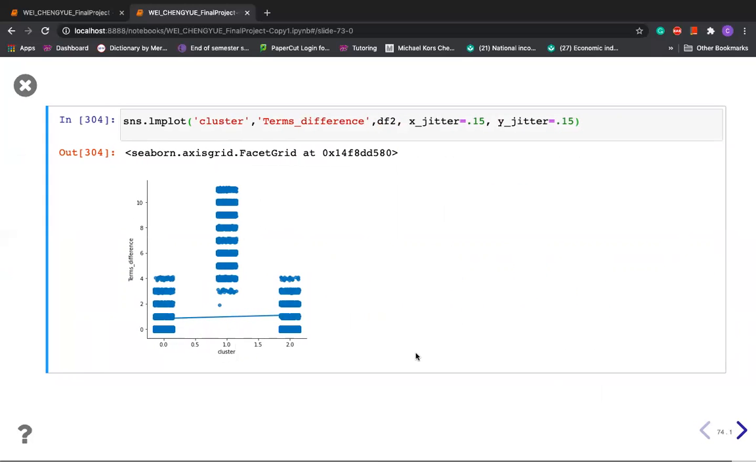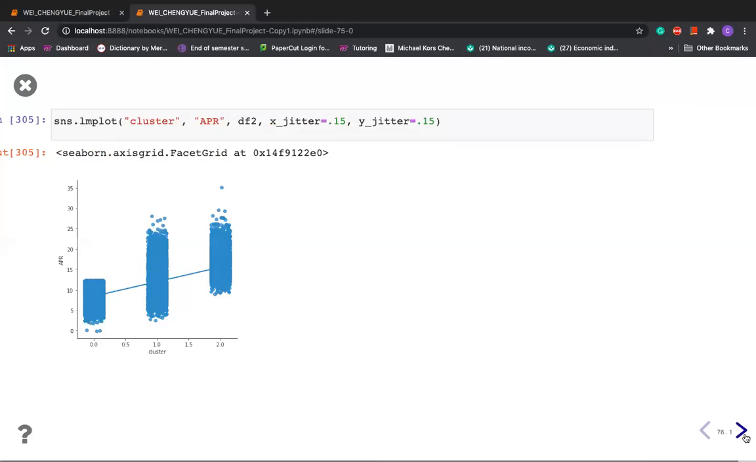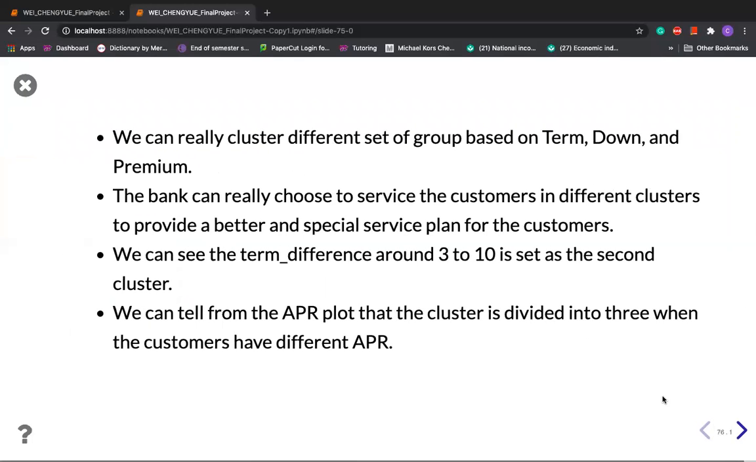And we can tell here the terms difference. So the customers who have the terms difference from 0 to 4 belong to one cluster. The customers from 3 to terms belong to one. So we can get a lot of conclusions for our clustering models. We can really cluster different groups based on terms, down payment, and the premium. The bank can really choose to service the customers in different clusters to provide better and special service plans for the customers. And we can see the term difference around 3 to 10 is set in the second cluster.